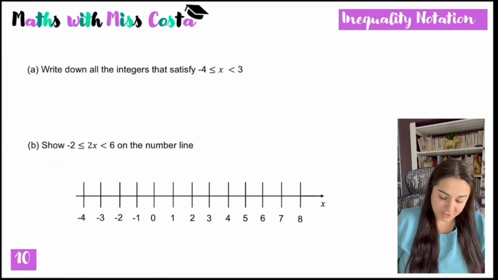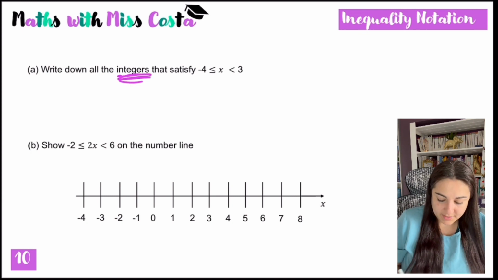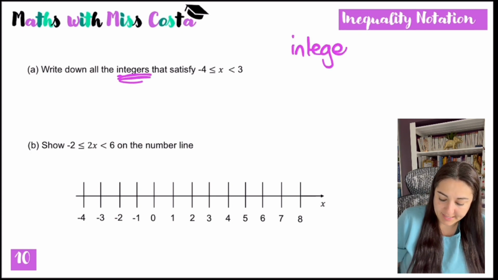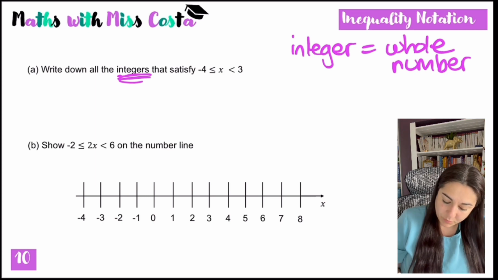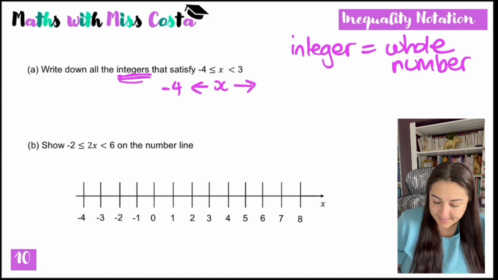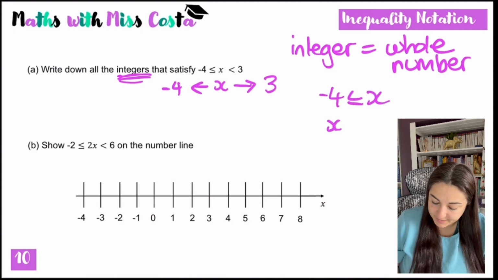So inequality notation. Now, integers, what does that mean? An integer simply means a whole number. Okay, so it can't be a decimal. So I need to write down all the integers that satisfy this inequality. Now, what does this inequality mean? It means that x must be greater than or equal to negative 4 and less than 3. So if minus 4 is less than or equal to x, that's the same as saying x is greater than or equal to minus 4.